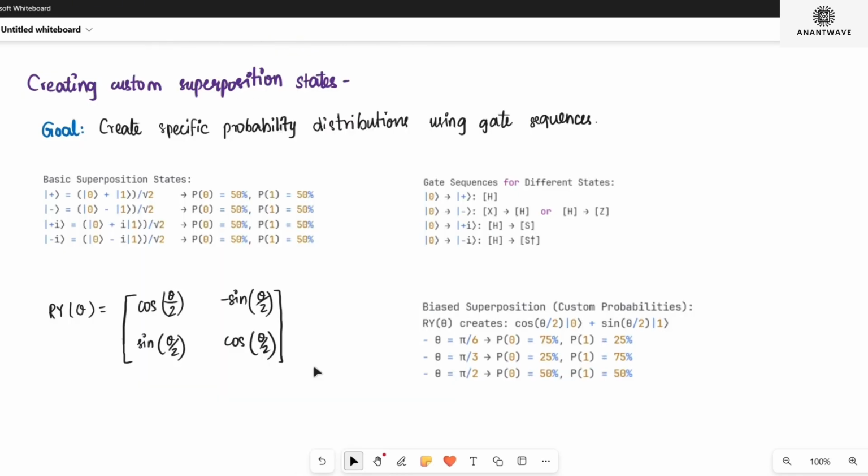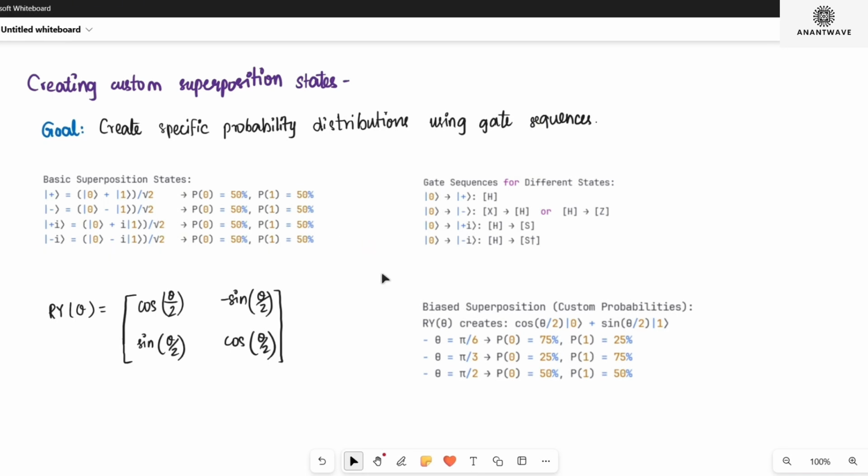Let's explore creating custom superposition states with different gate combinations. We have the basic superposition state ket plus, that is (ket 0 plus ket 1) over root 2. Here the probability of both 0 and 1 is 50%. Ket minus is (ket 0 minus ket 1) over root 2. Here also the probabilities remain equal at 50%. Ket plus i has a different formula, whereas the probabilities are 50%, and likewise for ket minus i.